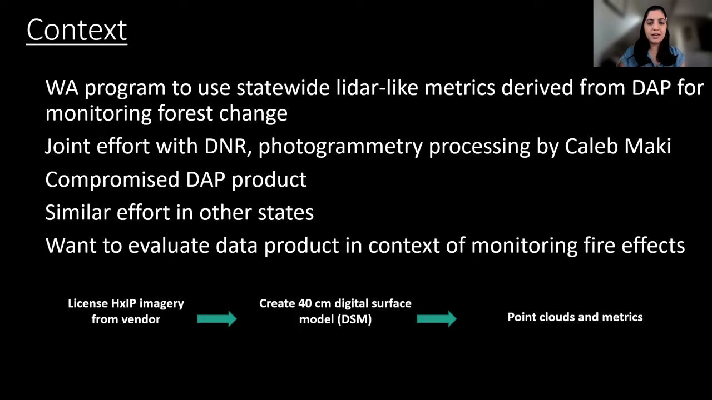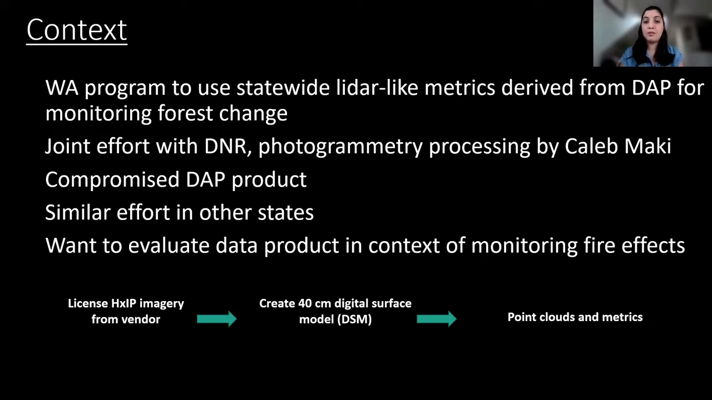So a little bit of context. If you attended Gina Kova's talk yesterday, there's a lot of different ways to use photogrammetry. You can get imagery from a GoPro, you can use a drone, but in this specific case, we're talking about photogrammetry as there's a camera on board an aircraft. And we're specifically talking about Washington State's statewide lidar-like metrics that are derived from DAP. And it is not just our lab's effort, but a joint effort with DNR, Department of Natural Resources of Washington State.